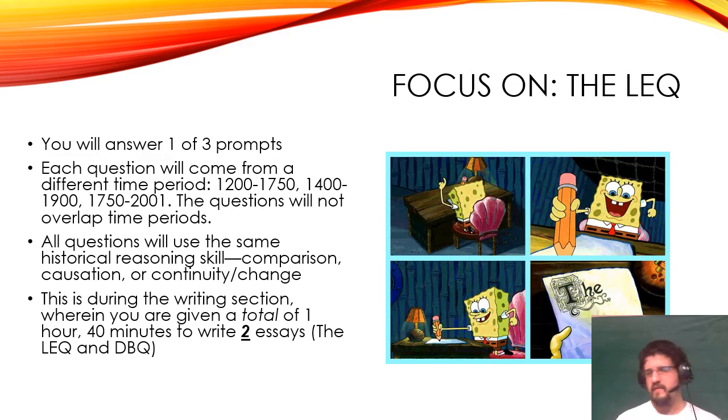So fairly obviously 1200 to 1750, that's everything from Unit 1 to the end of Unit 4. 1400 to 1900 is more or less units 3 and 4 all the way to unit 6, and then 1750 to 2001 is units 5 through 9. The questions will not overlap time periods. So if one question is about revolutions in the 1700s, then your question from the 1750 to 2001 time period will come later than that. All of the questions will use the same historical reasoning skill, either comparison, causation, or continuity and change over time.